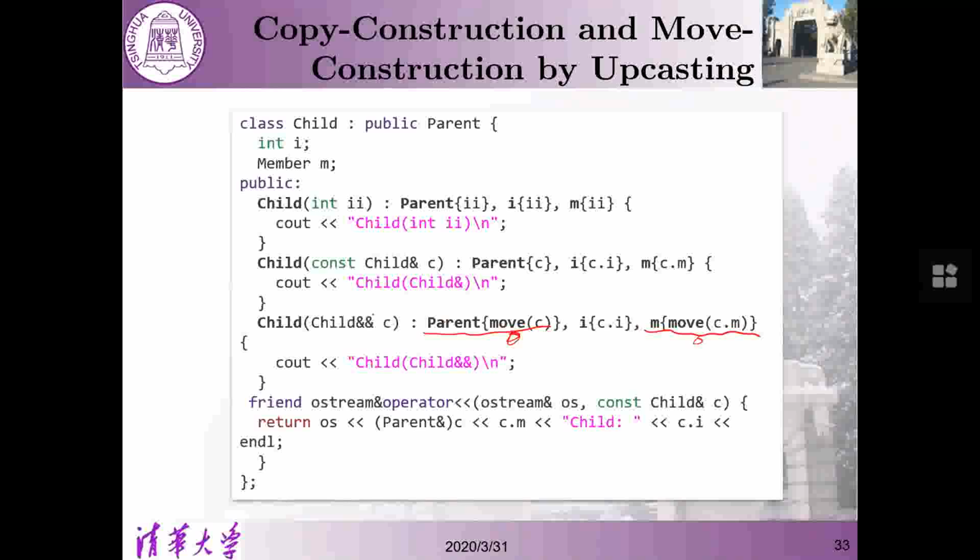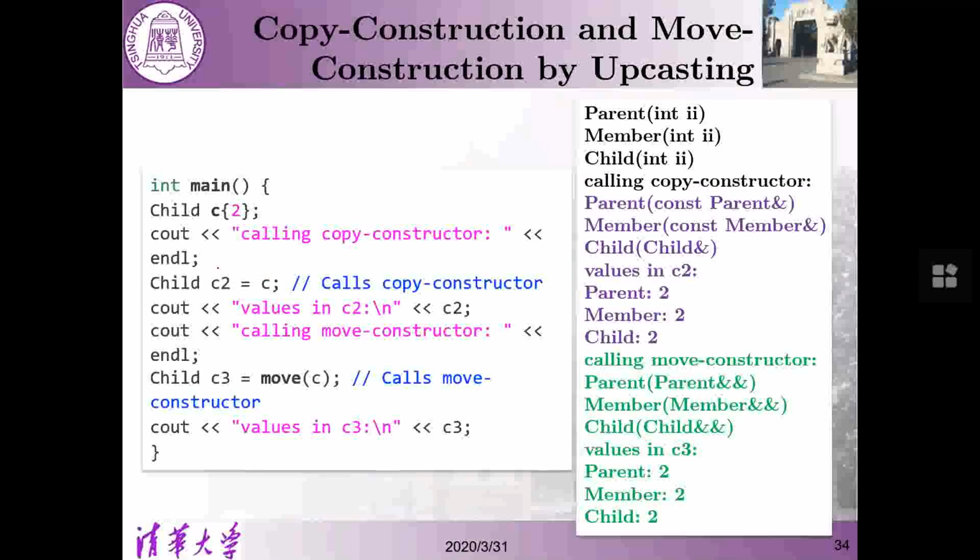Right? In this case, we can define a move constructor in this way. And this is the original copy constructor by upcasting. Okay, so these are the grammars. I hope you take some time to memorize this grammar. And these are the results.